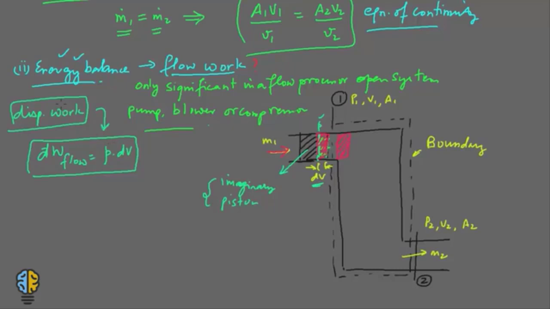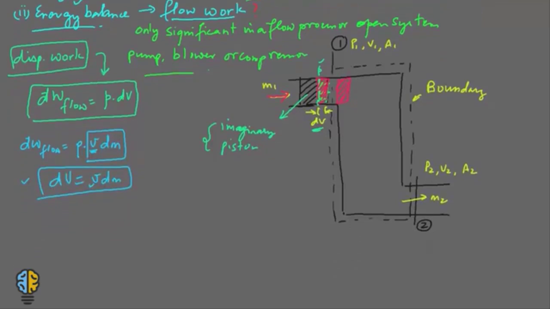Now this means that the dW flow is equal to P into small v into dm. Now this is the specific volume, so this means that d capital V is equal to this, that is, change in total volume is equal to specific volume into change in mass. So you should make a note of this.